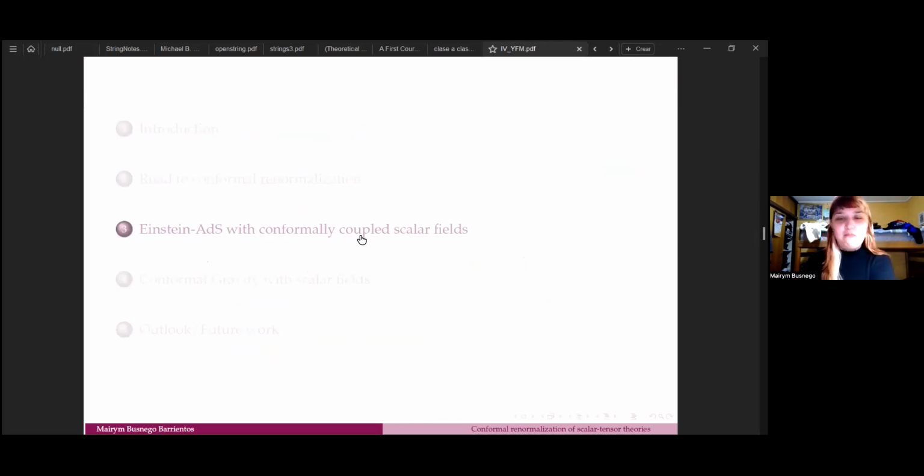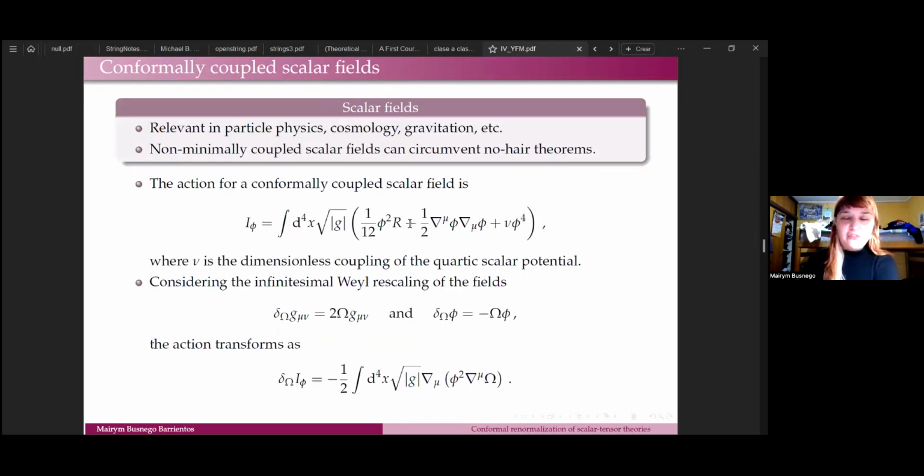Now we will apply this with conformal scalar fields, because this is kind of the new result, I think, because conformal renormalization works, but it wasn't proven with conformal scalar fields. So first, we will add scalar fields. These scalar fields are relevant in particle physics, cosmology, and gravitation.